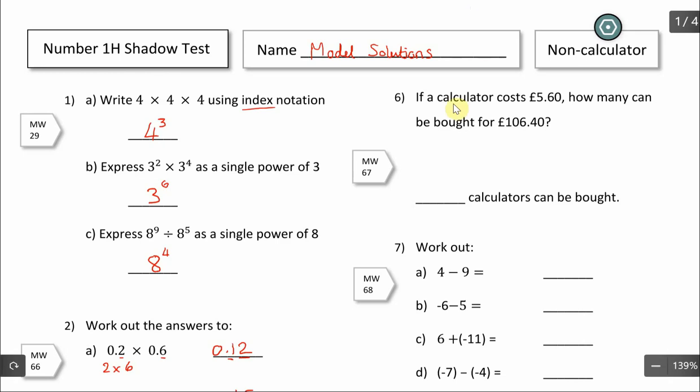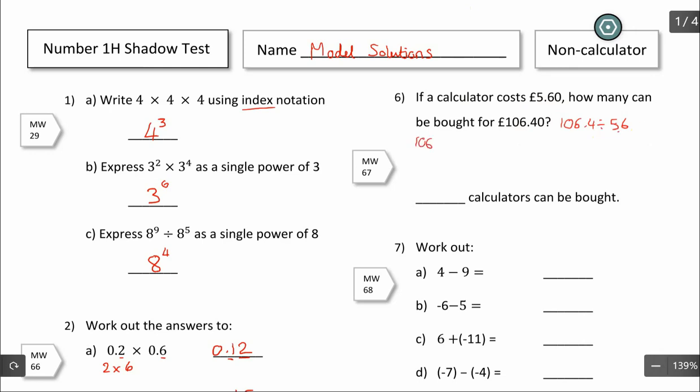Okay, on to question 6. If a calculator costs £5.60, how many can be bought for £106.40? So the calculation we're doing here is 106.4 divided by 5.6. I don't want to divide by a decimal, so I'm going to times each of these numbers by 10.